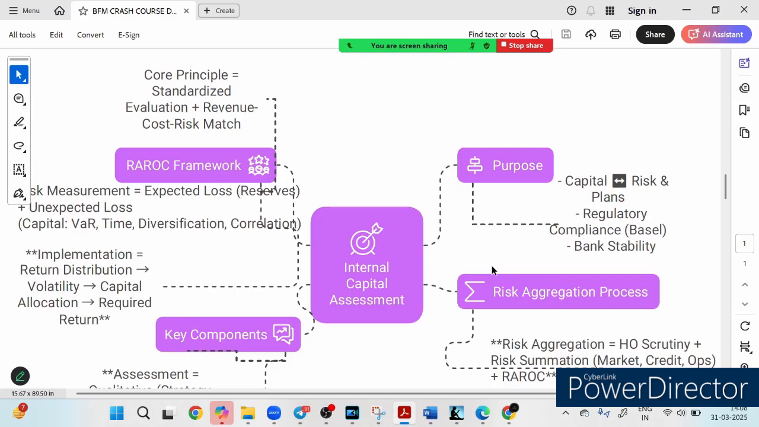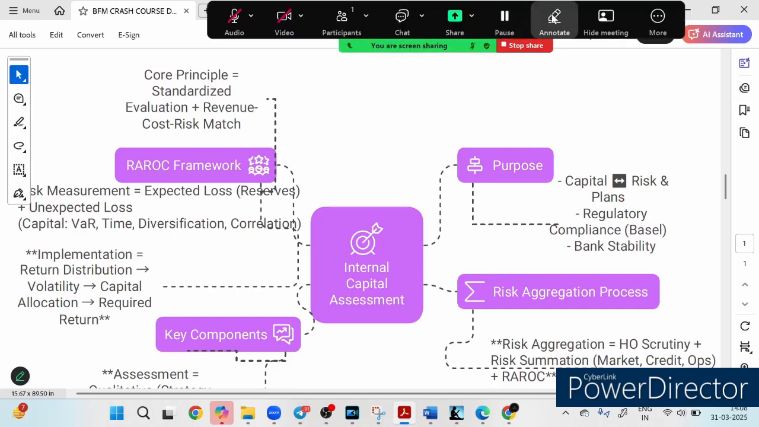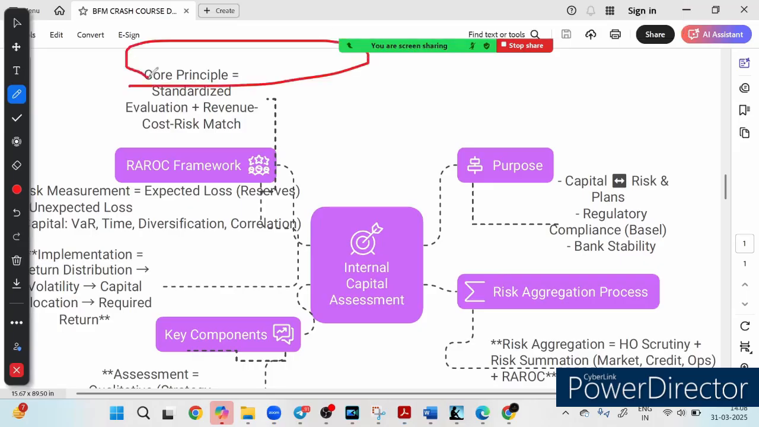So what is the core principle? Let's look at it. Here you can see at the top the core principle. Friends, at its heart, this framework is built on a standardized evaluation process. It aims to align revenue with the associated cost of risk, that is called revenue cost risk match, ensuring that banks optimize their capital allocation while maintaining financial stability.